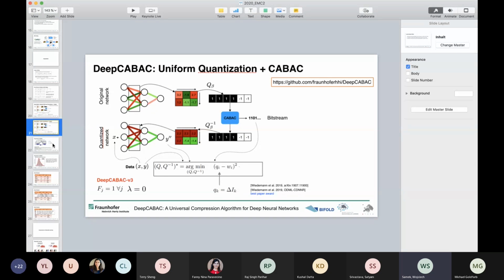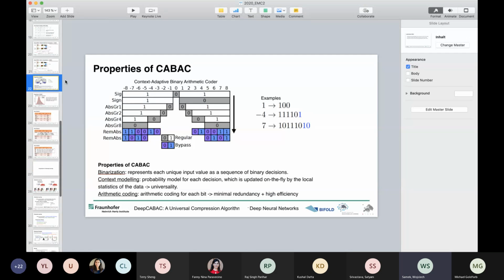Therefore, I would like to very briefly tell you something about CABAC. So how can you imagine how it works? It's like a binary arithmetic coder with some context. What you need to do at first, if you apply CABAC, is to binarize your value. So for example, if you want to encode a weight parameter of 1, then you binarize it into binary symbols, in this case 1, 0, 0.